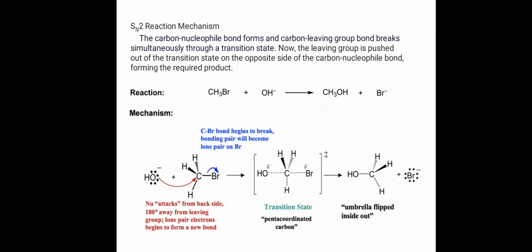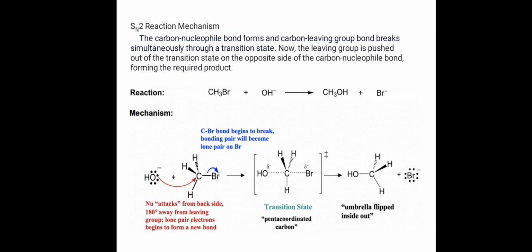SN2 mechanism. The carbon-nucleophile bond forms while the carbon-leaving group bond breaks simultaneously through the transition state. In general, in the SN2 reaction, the nucleophile adds to the sp3 hybridized carbon atom, and the nucleophile must be a strong nucleophile. The leaving group simultaneously leaves as the nucleophile attacks. The leaving group is pushed out of the transition state on the opposite side of the carbon-nucleophile bond, forming the required product.